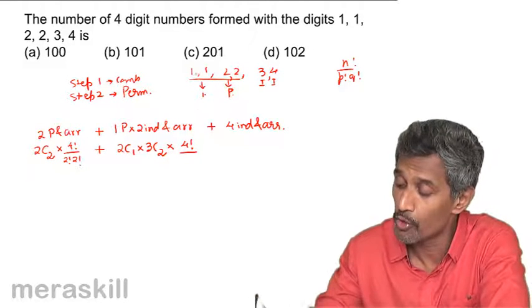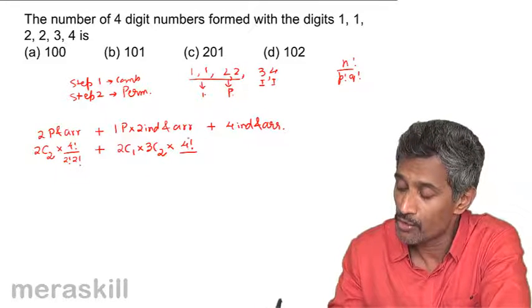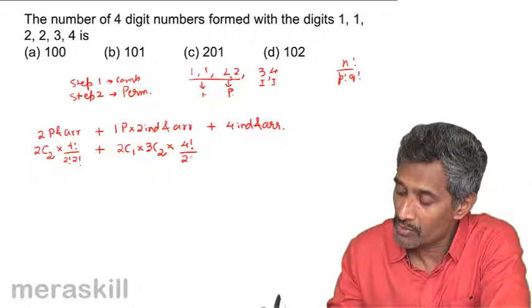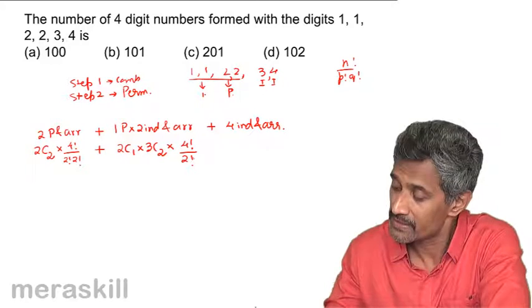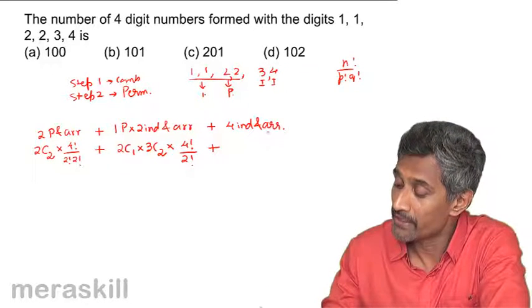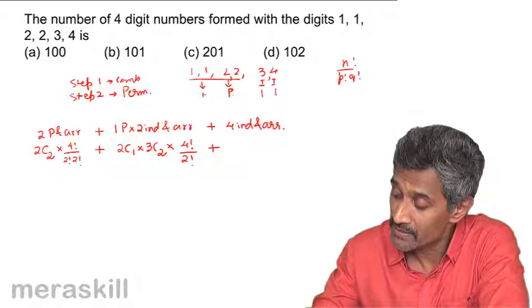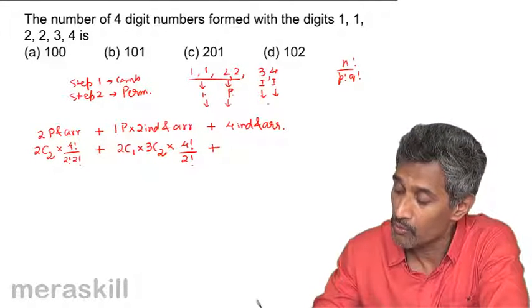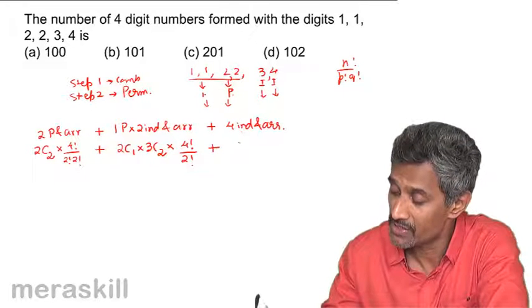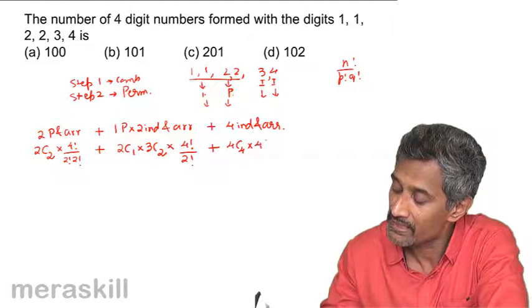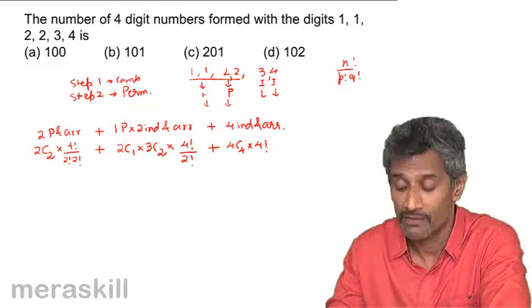You have chosen 4 of these digits. You're going to arrange them in 4 factorial ways, out of which one of them is a pair. So you'll arrange in 4 factorial upon 2 factorial ways. And then the other is you are going to choose 4 individuals. So you may choose this, 1 out of these and 1 out of these. So 4 of them are individuals, so you're going to choose them in 4C4 way and then arrange them in 4 factorial ways.